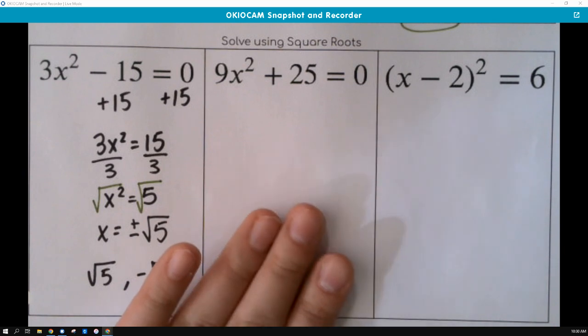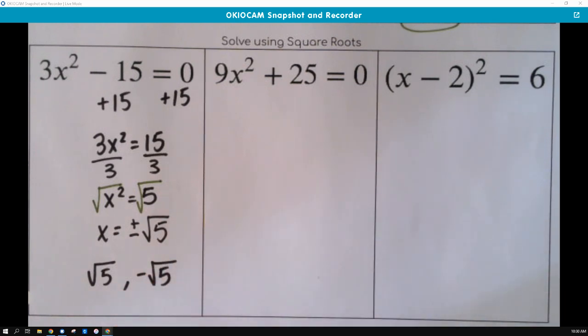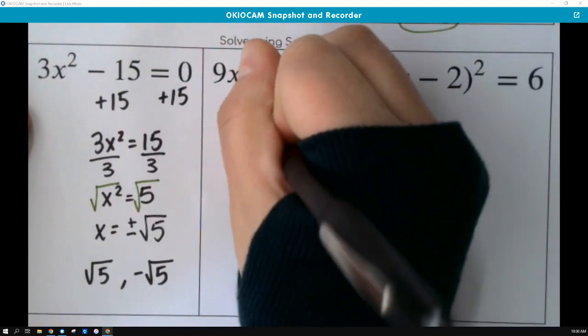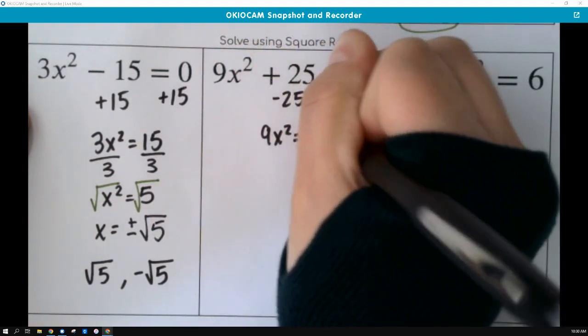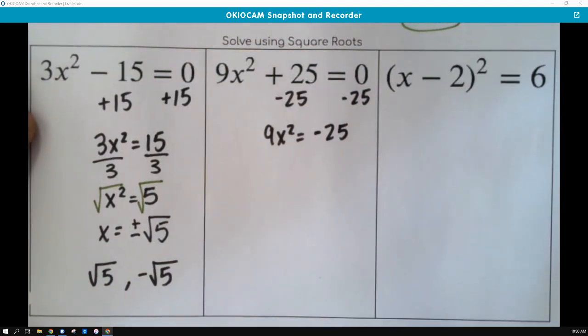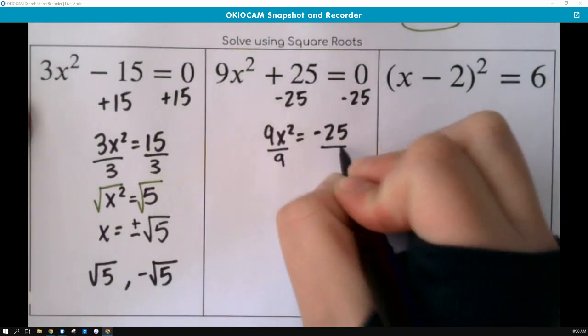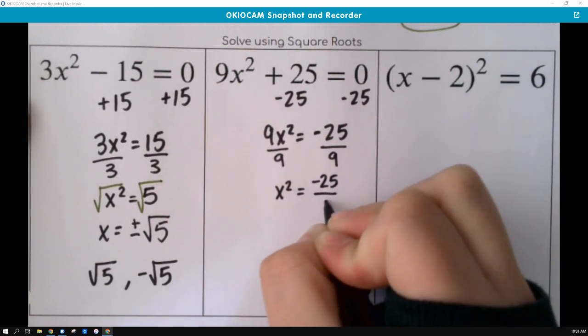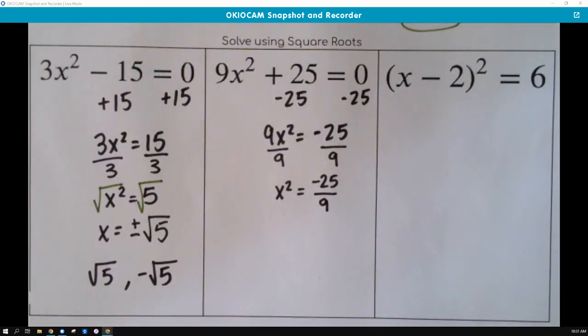This next one is almost exactly the same, except we're going to get a negative under our square root. So for this next one, we subtract 25 from both sides. We get 9x squared equals negative 25. And then we divide both sides by 9. We get x squared equals negative 25 over 9. And that doesn't divide out evenly right now, but also they're both perfect squares, so we're going to be able to simplify them here in a second.